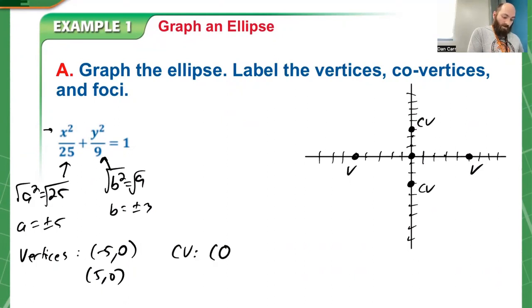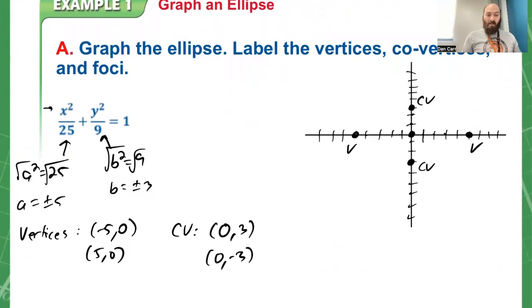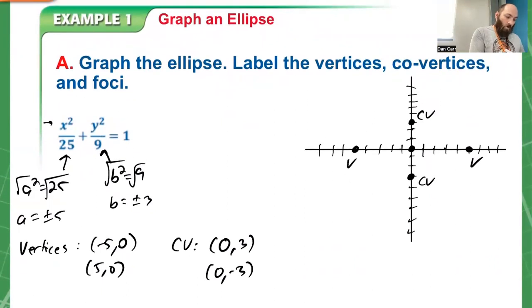So that's (0, 3) and (0, -3). Okay, and the last thing is the foci. So remember that a squared is equal to b squared plus c squared in this case, because what it's making is like a right triangle that goes roughly like that. So that's the c there. So c is a leg.